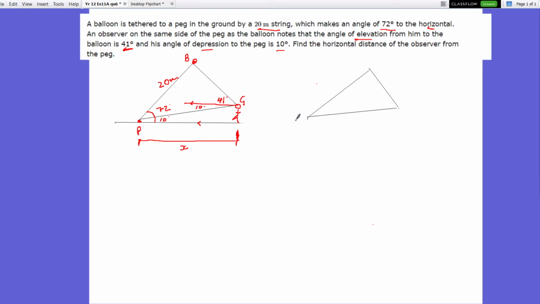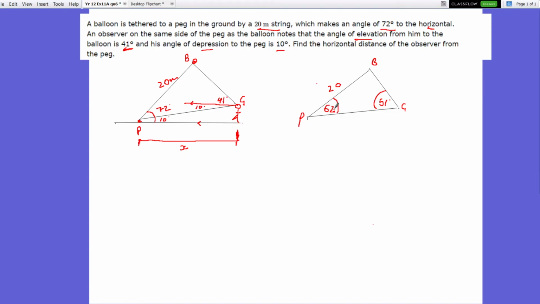Okay, so B, gadget over here, 20 meters length from there. Now from that angle going down, that's 41 plus the 10, so that makes an angle of 51 degrees. And note that this angle of depression, this angle there, is the same as that 10, so we must take the 10 off the 72, which will give us that as 62 degrees.